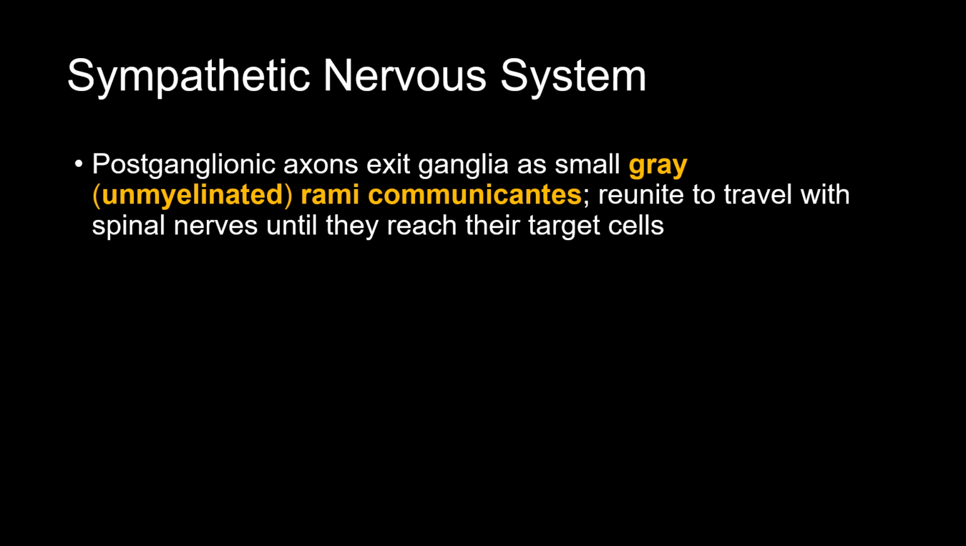They're called gray because they're unmyelinated, right? These are going to rejoin and travel with spinal nerves until they reach their target cells. And so in contrast, what you're going to see is that postganglionic axons taking the third pathway travel to their target cells directly. And the largest population of postganglionic axons that take this third path are going to be splanchnic nerves. And so let's look at that image, and this should communicate it a little more clearly.